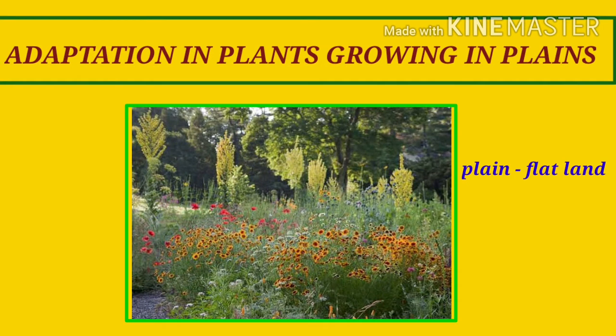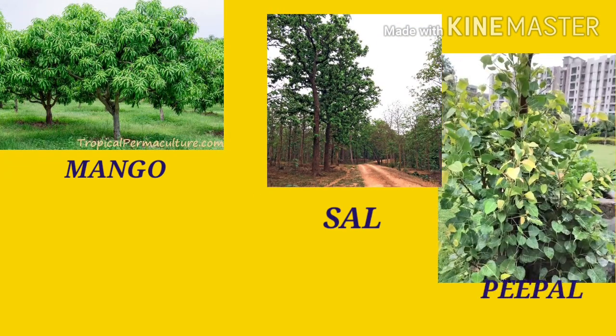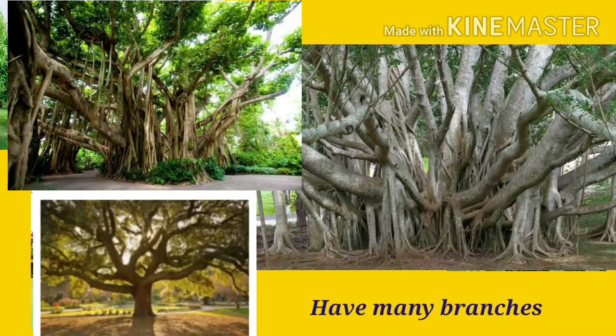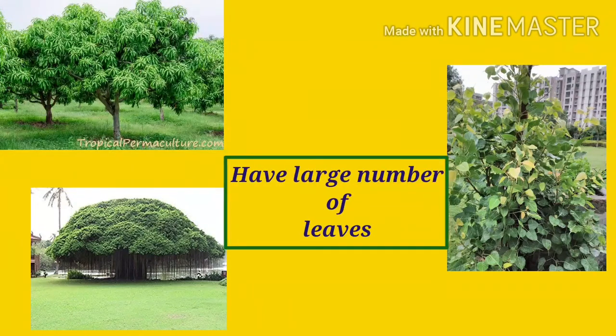Plain means flat land. So trees like mango, sal, peepal and banyan all grow in plains. You can see all these trees are very big and they have many branches and also a large number of leaves. Can you count the leaves of these trees? No, because they have so many leaves that they are uncountable.